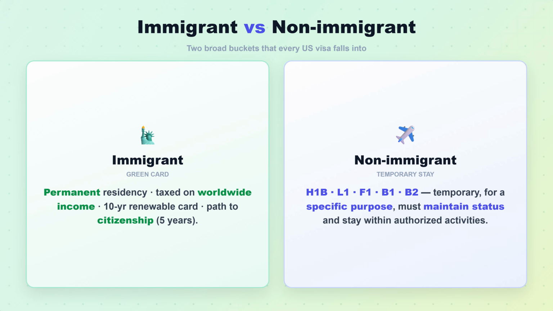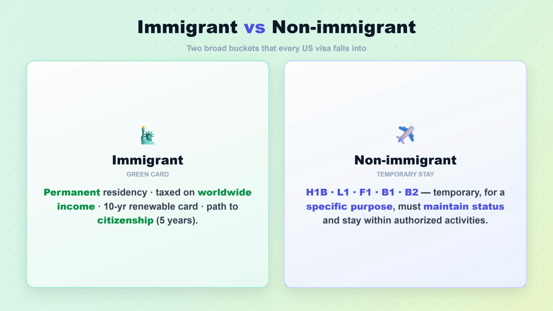Now, every US visa falls into one of 2 big buckets. On one side, immigrant visas. This is the green card. These people are permanent residents. They are taxed on their worldwide income. The card is valid 10 years and renewable, and they have a path to citizenship after 5 years.